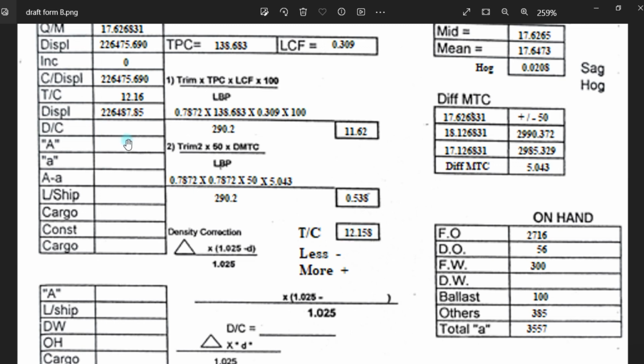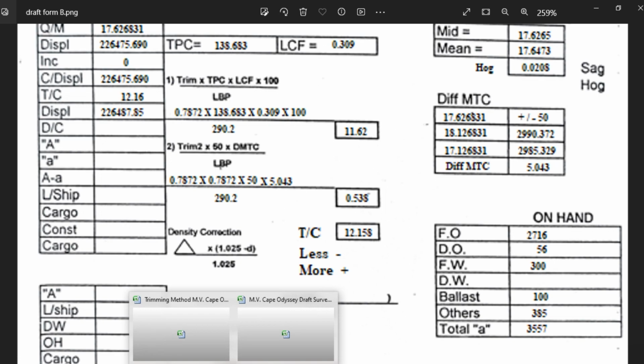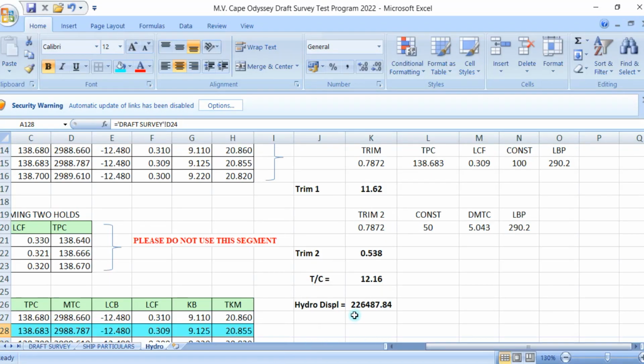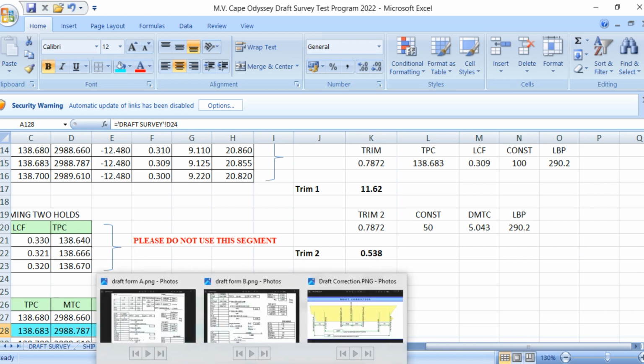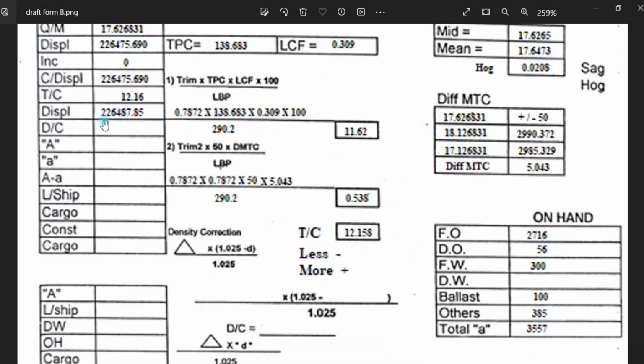It is a positive sign, so you add. So 22647569 plus 12.16 will be the total displacement. Total displacement will be 22648785. Okay, we will check. Hydro displacement will be 22648784. Okay, so almost the same.